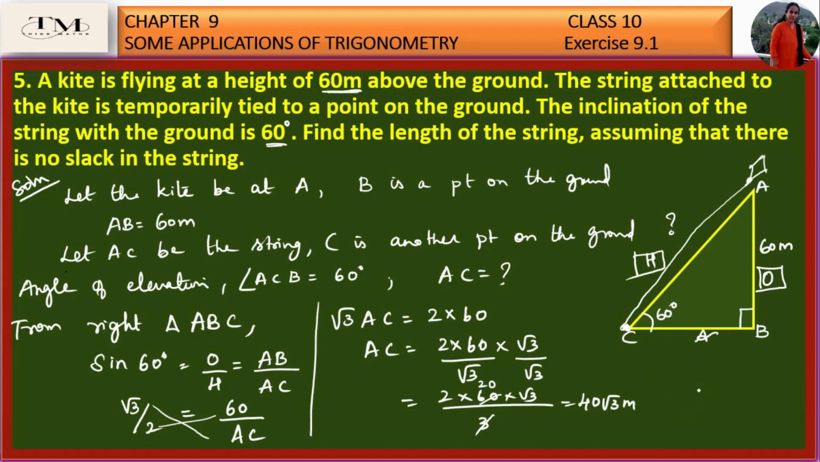So what is AC? AC is nothing but the length of the string. So length of the string equal to 40 root 3 meter.